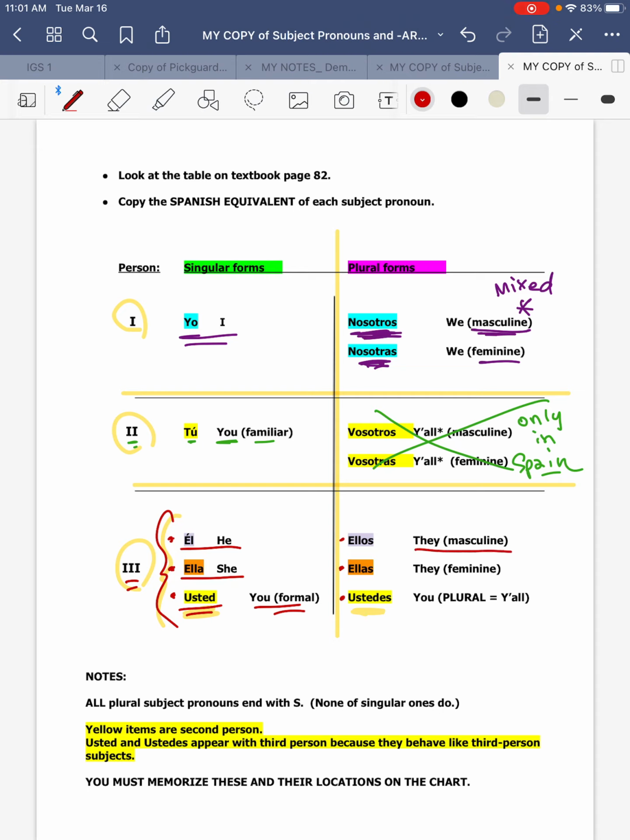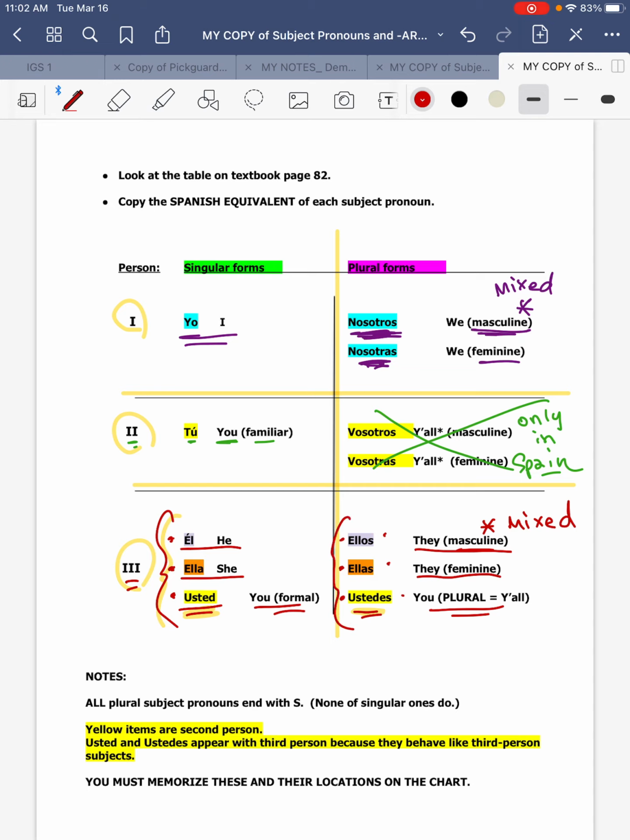On the other side of the line, we see they, ellos, double L again sounding like a Y. They, if they are all female, ellas. We know that the they masculine is also going to be used for mixed groups. It's just how Spanish works. And then, just like usted was with the singular third person, ustedes, the you plural, y'all, which is formal but only in Spain, that is the third plural along with ellos, ellas, and ustedes. So, third person, 3 choices.